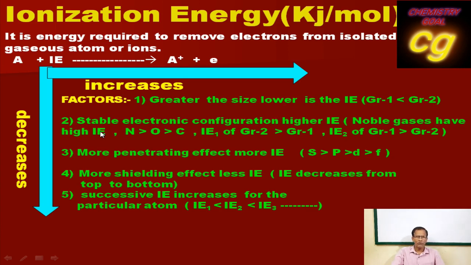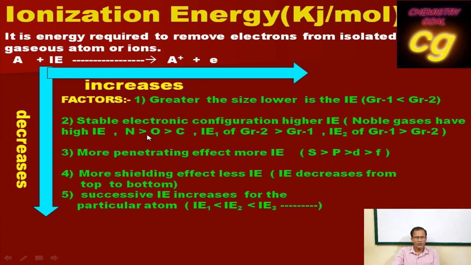Then the second factor, stable electron configuration. If an atom has a stable electron configuration, then ionization energy will be high, because a stable electron configuration means it has less tendency to lose an electron. That's why more ionization energy is required to remove an electron from a stable atom. For example, noble gases have a very high ionization energy due to stable electron configuration.